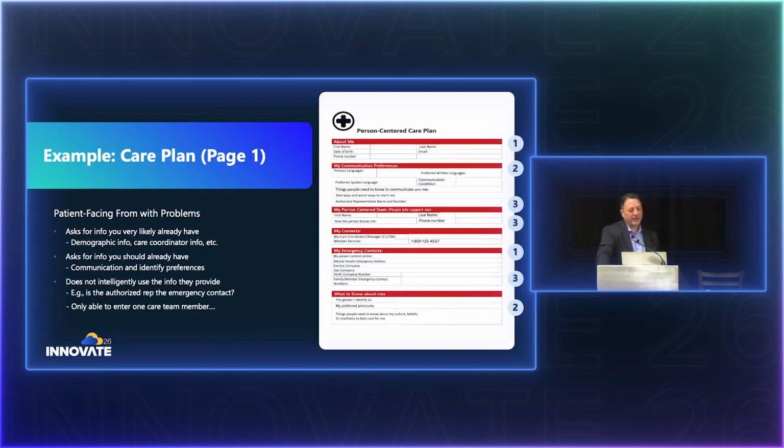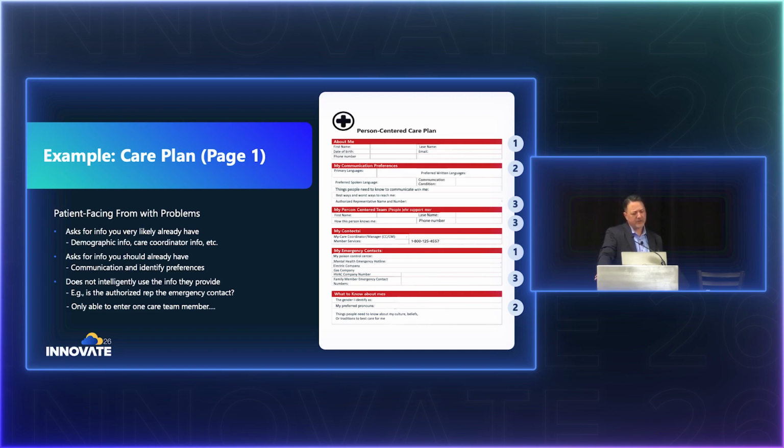Let's take another example, a care plan. This looks simple. It's effectively a member or patient-facing form, and it's got some problems. It asks for you to provide information you already have. Again, there's a lot of demographic info, there's some care coordinator info, this is stuff you have, probably in the system of record that you're going to be entering this back into.